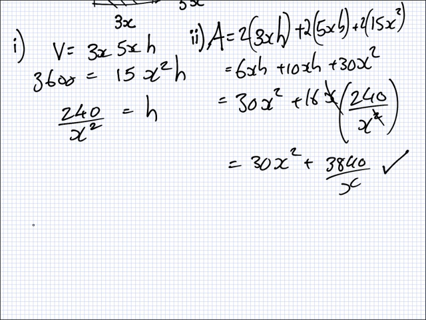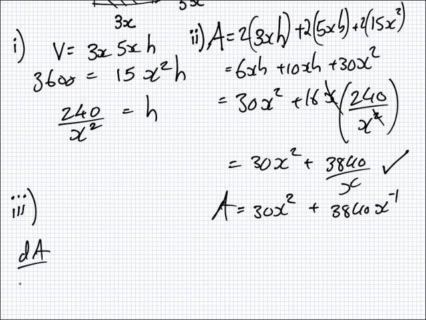Okay. So what's the next part then? Probably find the maximum, is it, or the minimum? Yeah, use dA over dx to find the value of x, which gives the minimum surface area. So I would first change this into 30x squared plus 3840 x to the minus 1. And then we have dA/dx equals 60x minus 3840 x to the minus 2.